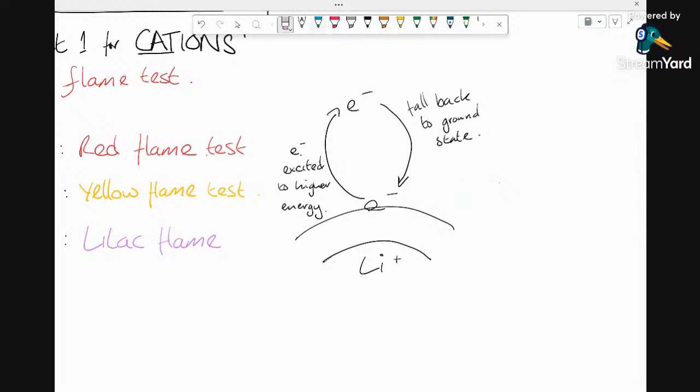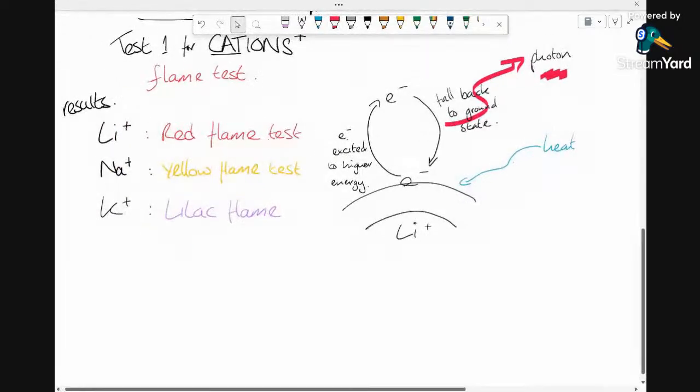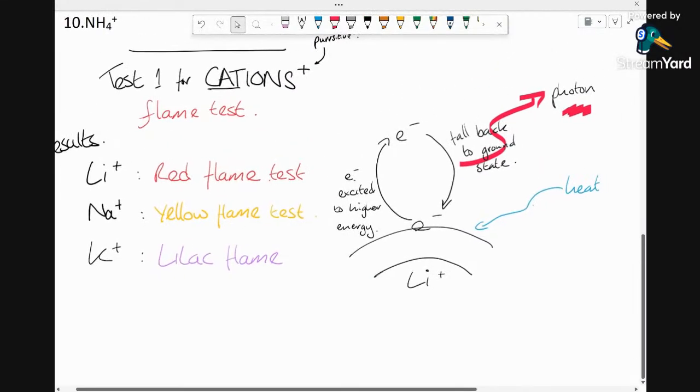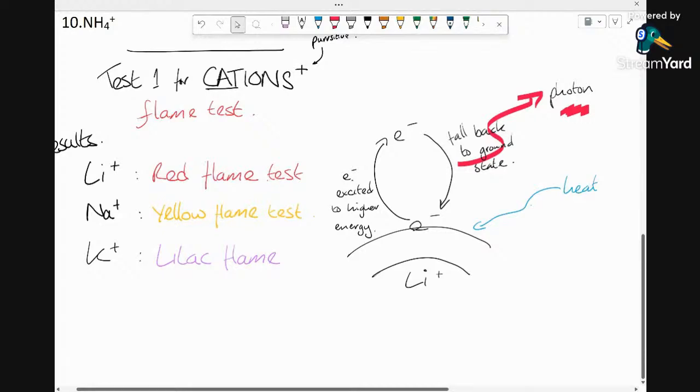And I feel like I want to redraw that now. There you go, heat from blue flame, and it falls back to ground state. And when it does that, it will emit a photon. Lithium emits red. So this is a photon that is being emitted, in the red frequency. Different ions have different configurations, so they fall back down differently, emitting different frequencies of light. That's how it works. It's just nice to give you a bit of an insight into how it works.